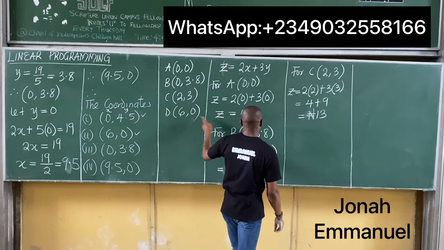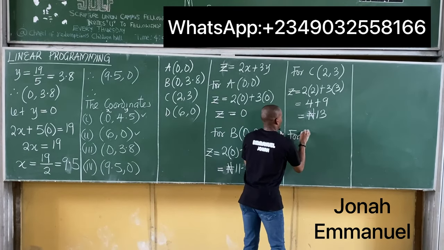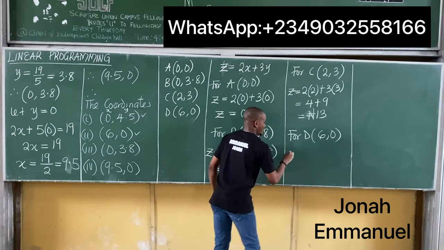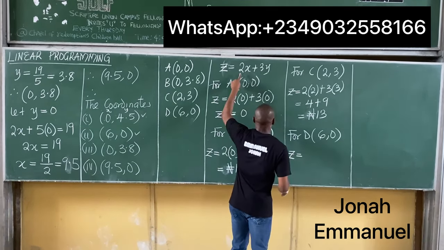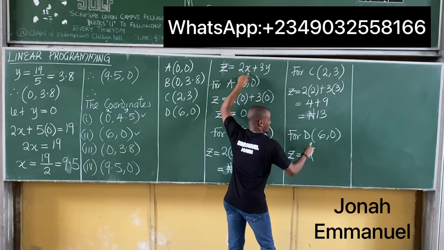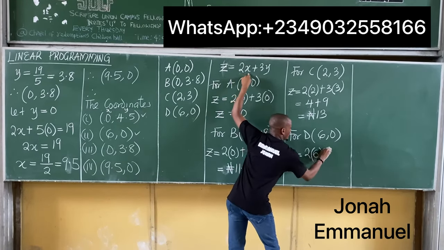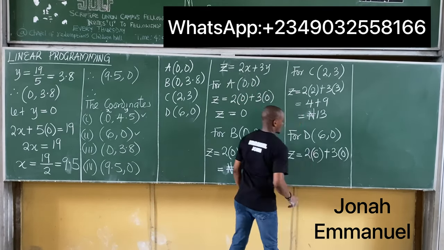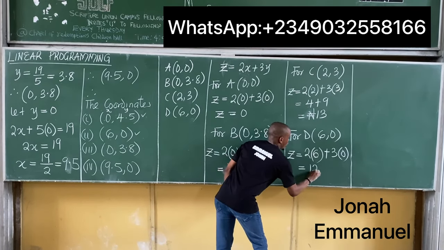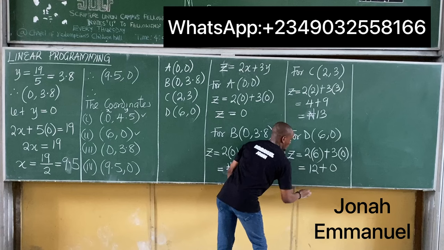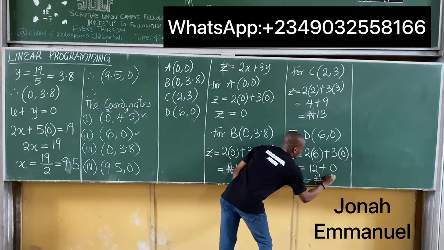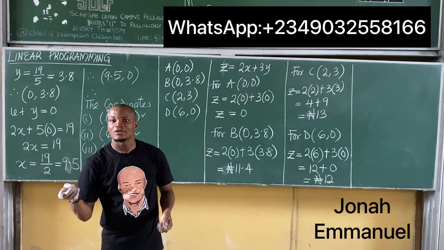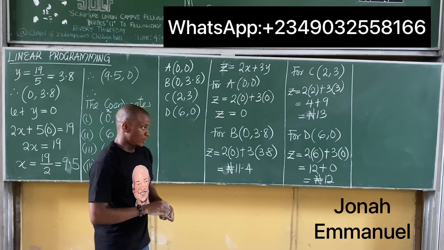One last one, D. For D, D here is 6, 0. That means Z will be equal to 2 times X, X here is 6, plus 3 times Y, Y here is 0. That's equal to 2 times 6, 12, plus 3 times 0, 0. This is equal to 12 Naira. Please check the question. Did they say maximize or minimize?